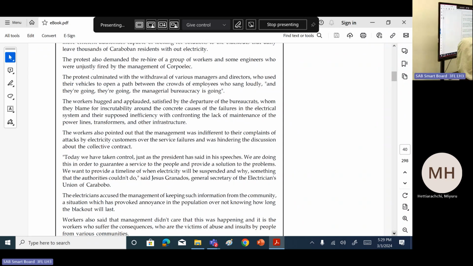They say that today we have taken control, just as the president has said in his speeches. We are doing this in order to guarantee a service to the people and provide a solution to the problems. We want to provide a timeline of when the electricity will be suspended and why, something that the authorities should not do. Said by this union leader, right? The electricians accuse the management of keeping such information from the community, hiding it. The situation has caused annoyance in the population of not knowing how long this will last.